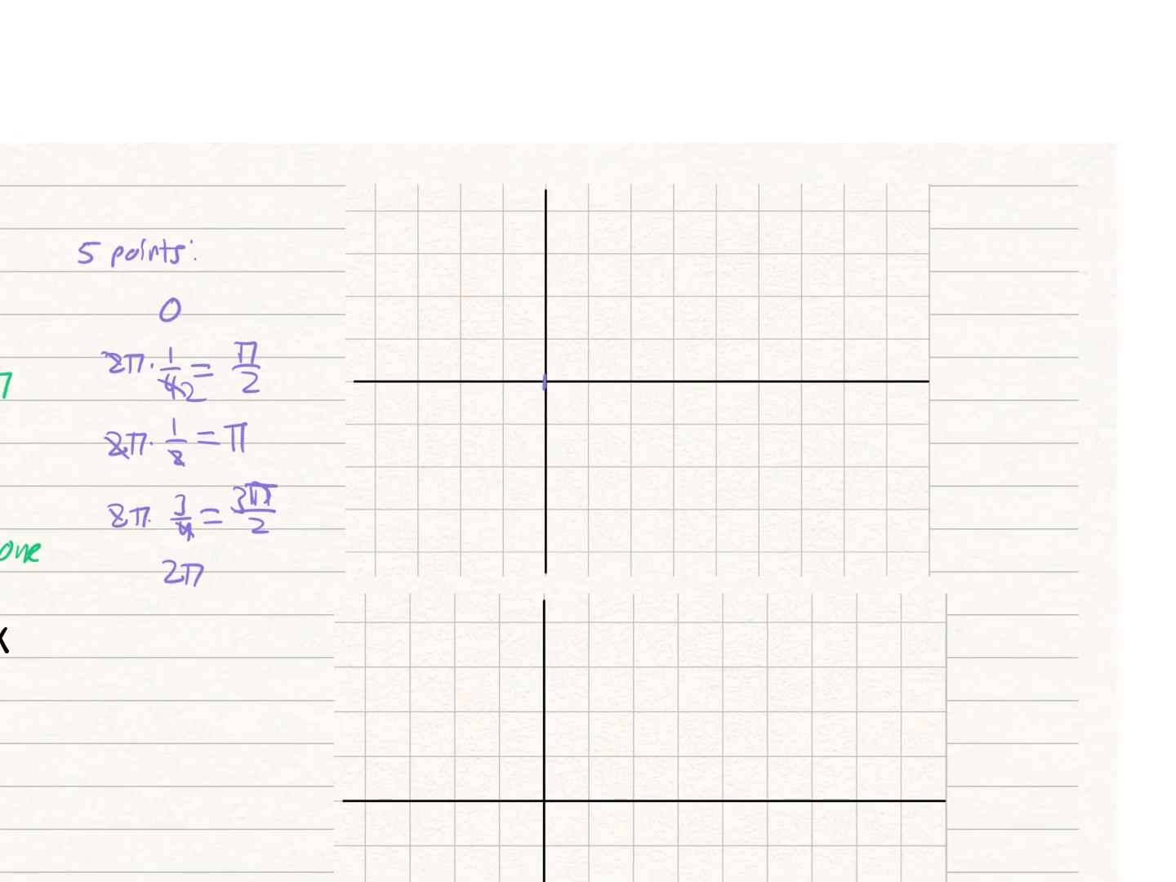All right, so I'm going to plot these on the axes. All right, so I have a 0, pi over 2, pi, 3 pi over 2, and 2 pi. All right, my amplitude is 4. The highest that I'm going to go is 4 units. The lowest that I'm going to go is negative 4 units.